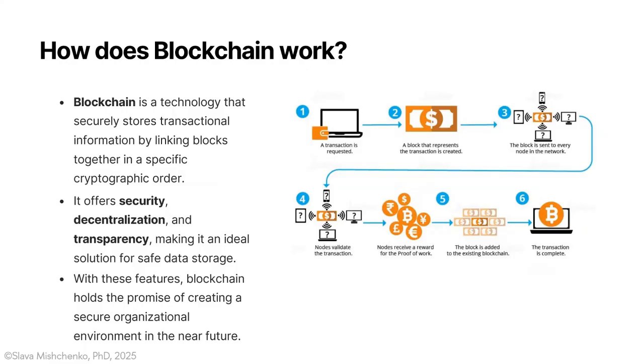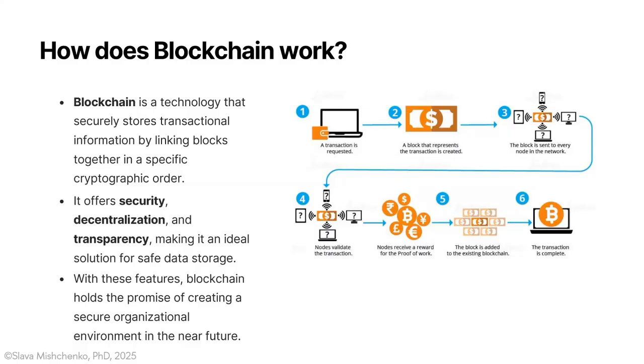So in step three, this block isn't just stored in one place. Instead, it's broadcast to every node in the network. And when I say node, I mean every computer that's part of this blockchain network. And step four is crucial for security because all of these nodes validate the transaction independently. For example, they check if you have sufficient funds, if your digital signature is valid, and if everything follows the network's rules. And if the validation is successful, then the nodes receive a reward in step five.